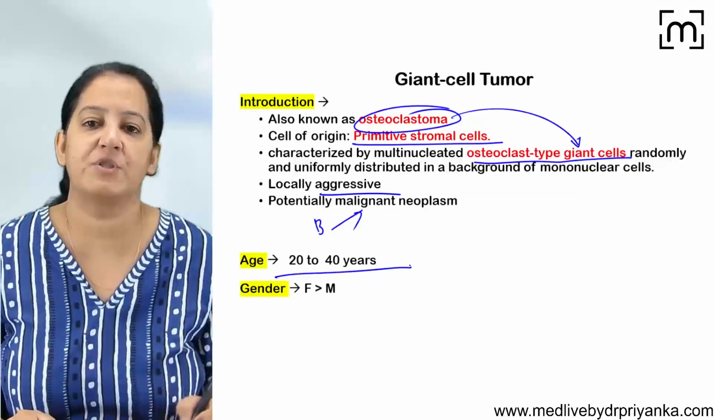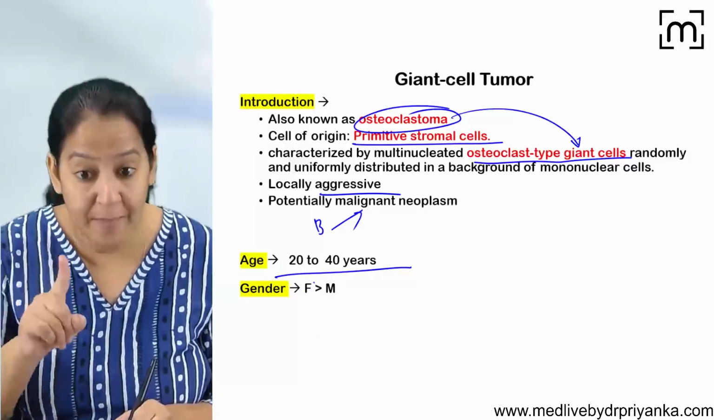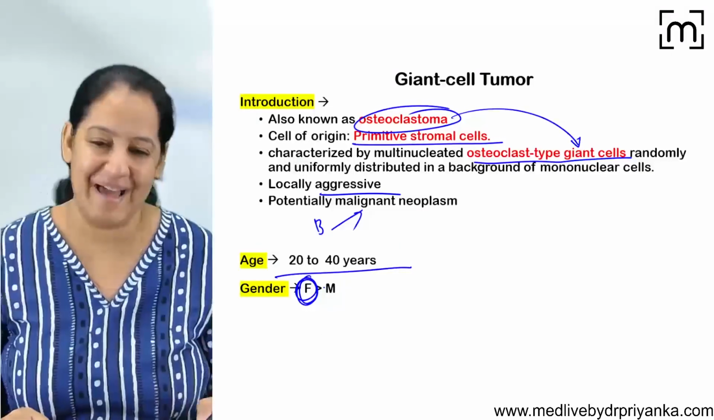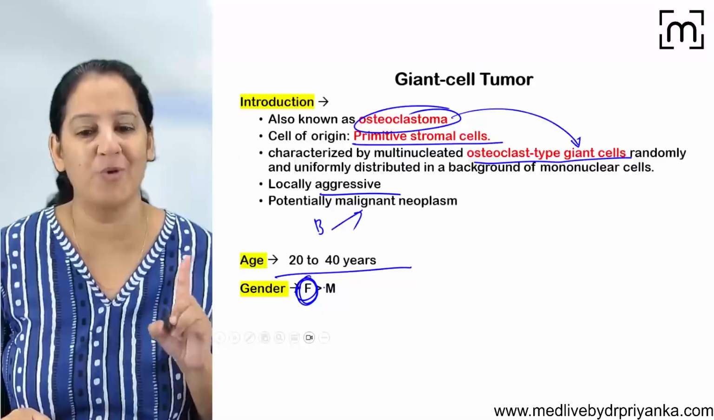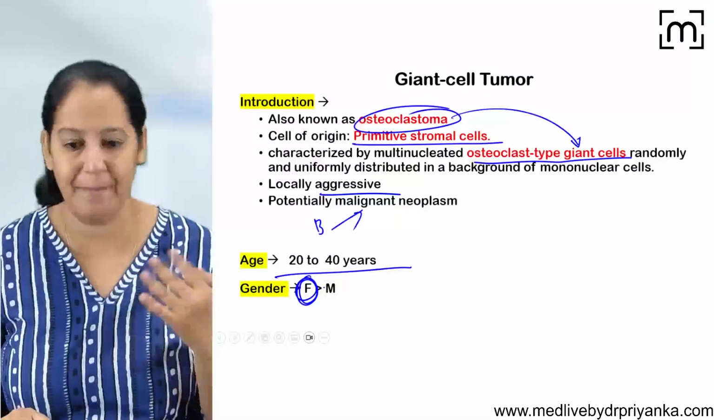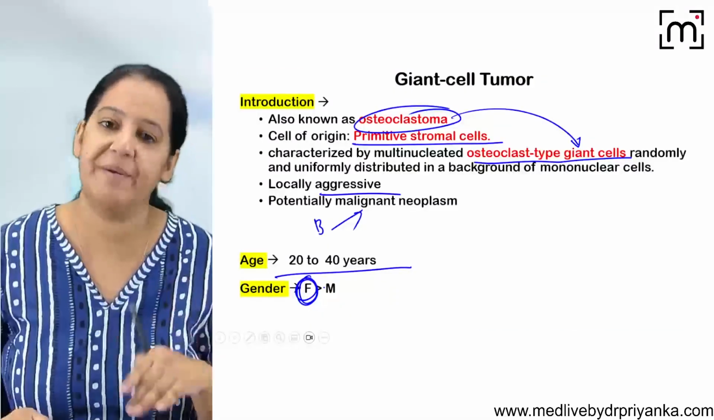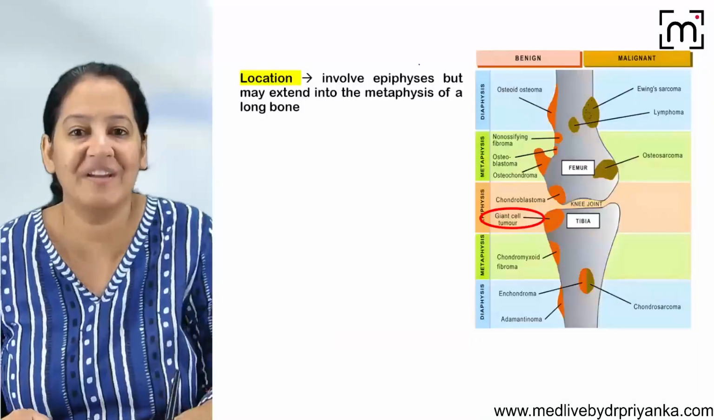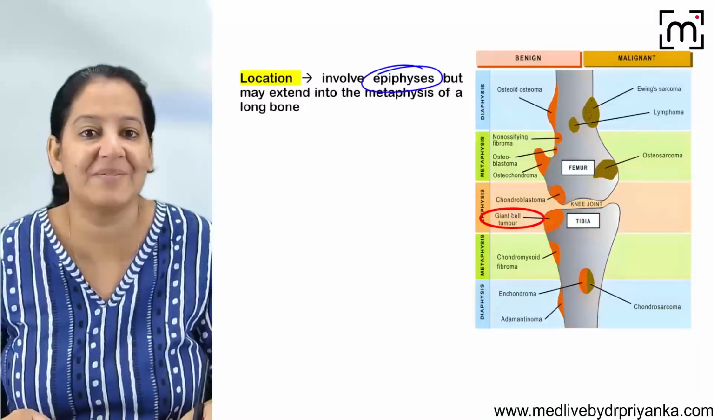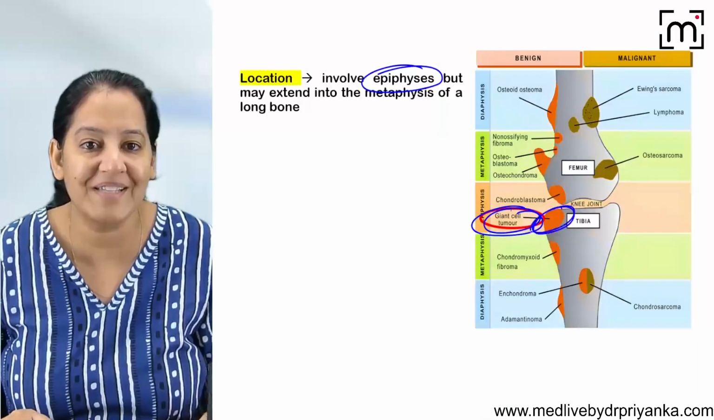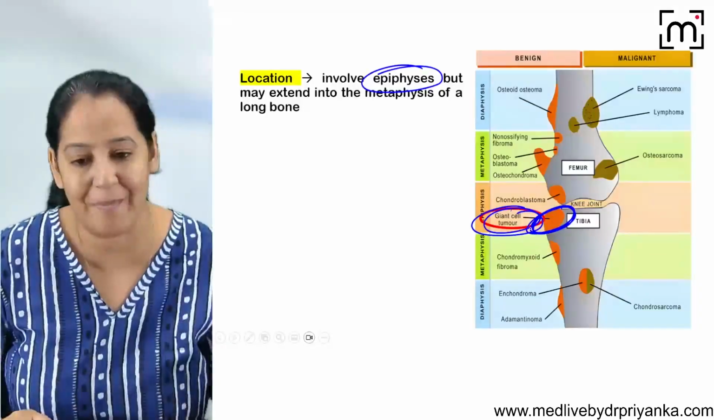Most common age of presentation is 20 to 40 years. It is the only bone tumor which is more common in female as compared to males. Till now, all the bone tumors I told you, they are more common in male as compared to female, but this one is more common in female as compared to male. Location, it arises from epiphysis. Can you see giant cell tumor? I'm telling you it is arising from epiphysis, not from diaphysis, not from metaphysis.